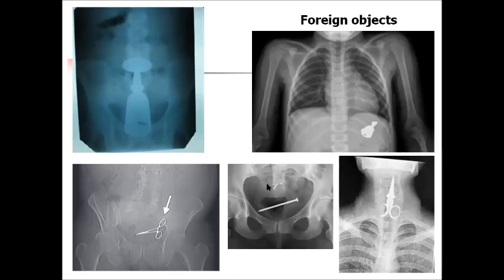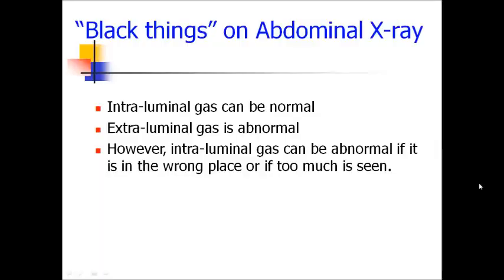Funny cases may happen. For example, I can't explain how glass or a nail appears in the rectum, but alas, these cases happen, not very often, but they happen. Also, you may meet forgotten surgical instruments, for example, in the pelvic cavity, as in this picture. Black things on abdominal X-ray.